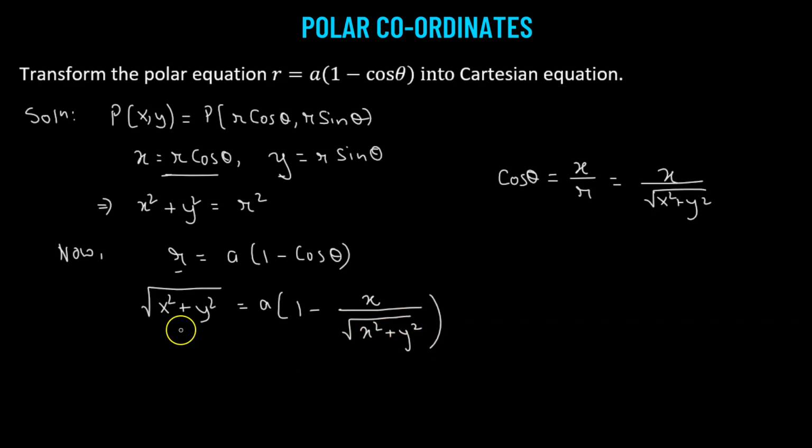If we further simplify, all you have to do is multiply throughout by the square root of x squared plus y squared. That's going to give us x squared plus y squared equals a multiplied by the square root of x squared plus y squared minus x. Now clearly in this equation we see there is no term that contains r or theta, which means we have successfully converted or transformed our given polar equation r equals a times 1 minus cosine theta into its Cartesian equivalent.